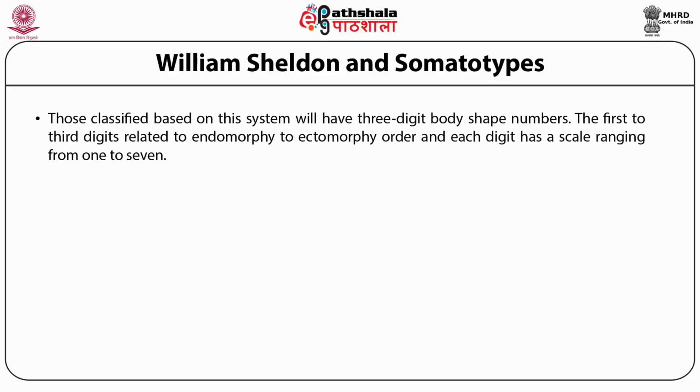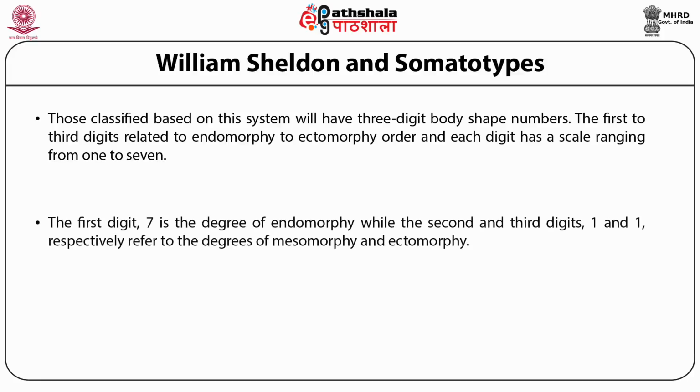The first to third digits relate to endomorphy, mesomorphy and ectomorphy in order, and each digit has a scale ranging from 1 to 7. The sum of the three components may range from 7 to 15. A higher number relates to a more definite classification. For example, extreme endomorphy type is displayed as 711. In this, the first digit 7 is the degree of endomorphy, while the second and third digits 1 and 1 refer to degrees of mesomorphy and ectomorphy.